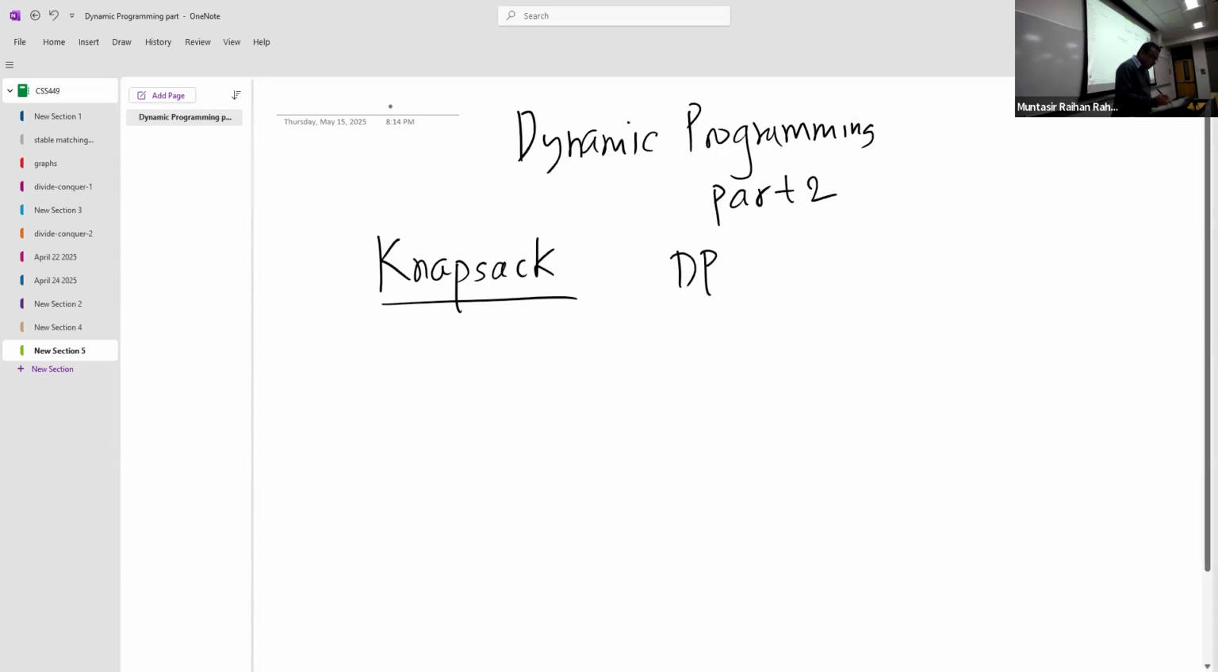Another big one is what is known as DP on graphs. Like, how do you use dynamic programming to solve graph problems? And then we're going to look at shortest path.